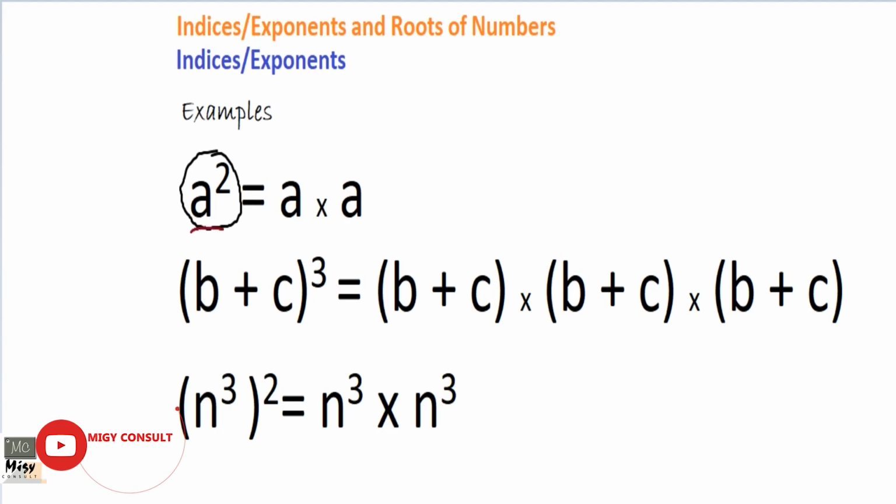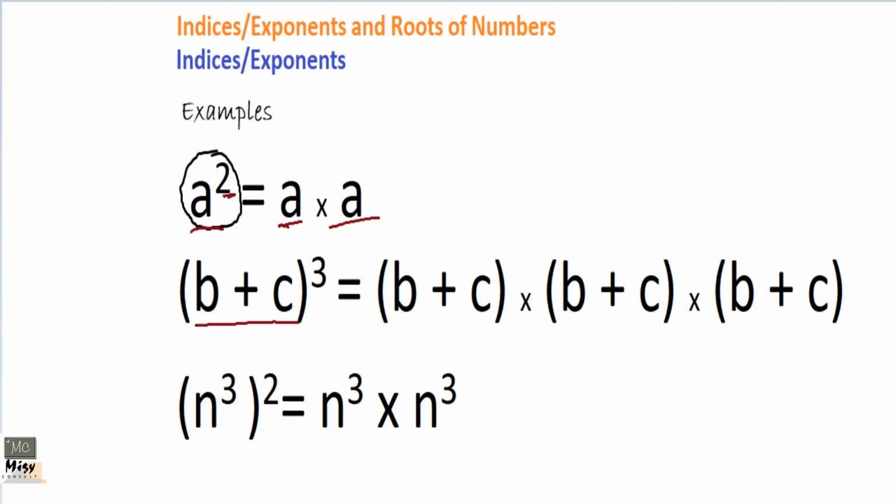A raised to the power 2. Here a is the base in its original form, and 2 is the index, the number of times the base is multiplied by itself. In this case, a is multiplied by itself 2 times: a times a. Now let's look at another one: b plus c.